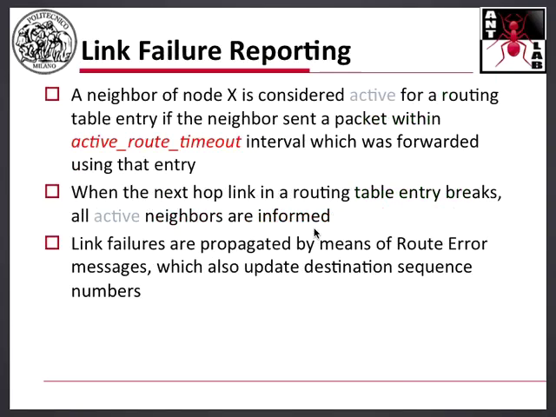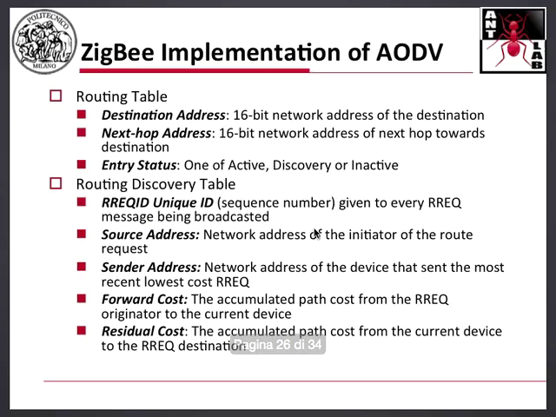Let's see how this is implemented in ZigBee. It's actually implemented through two tables, so we don't have just one table, but two of them. The first one is the routing table, which is exactly the same concept you have seen in other courses. In this routing table you have a destination address, which in this case is a 16-bit ZigBee address, and a next hop address, which is again 16 bits.